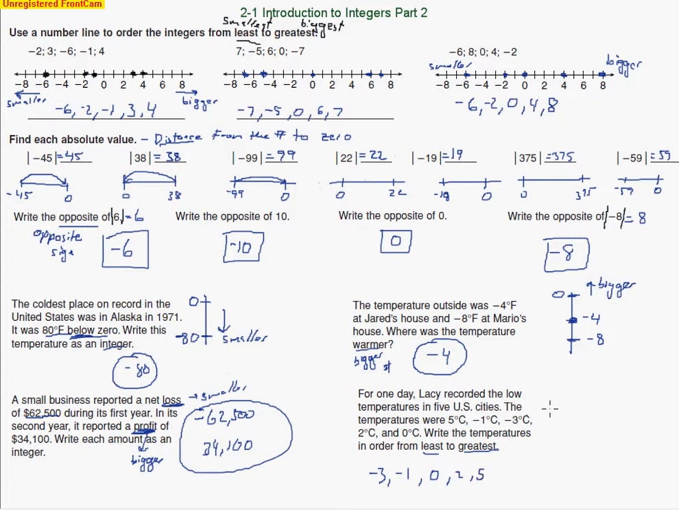So again, you can think of those on a number line if you need to. We had negative 3 here, and then we had negative 1, and then we had 0, and then we went all the way over to 2, and then we went all the way over to 5. So that was 3, 4, and 5 right there. So those were our numbers from smallest to biggest.